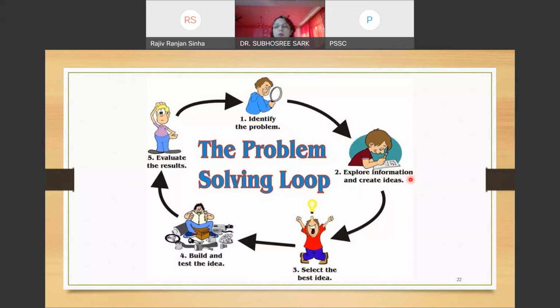Number 2, explore information. You will not evaluate the alternatives. Now you will only collect the alternatives. One problem might have various solutions. Don't say that this is the correct one without evaluating. You are not evaluating the solutions. You are asking the students to note down the alternate solutions.